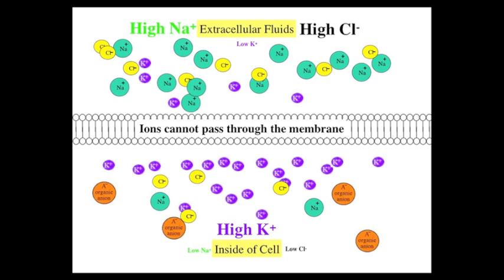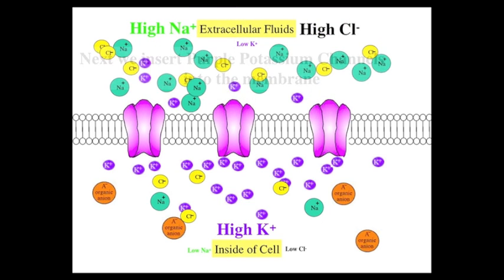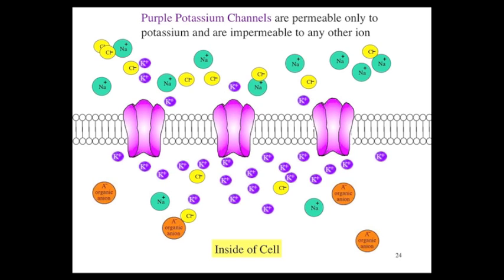So now we have to make the membrane semi-permeable. In order to do that, I'm going to insert purple potassium channels. I call them purple potassium channels only because purple rhymes with potassium and it makes it a bit easier to remember. These channels are permeable only to potassium and will pass nothing else. Sodium can't pass, chloride can't pass, and the only thing that passes through the channel is potassium.